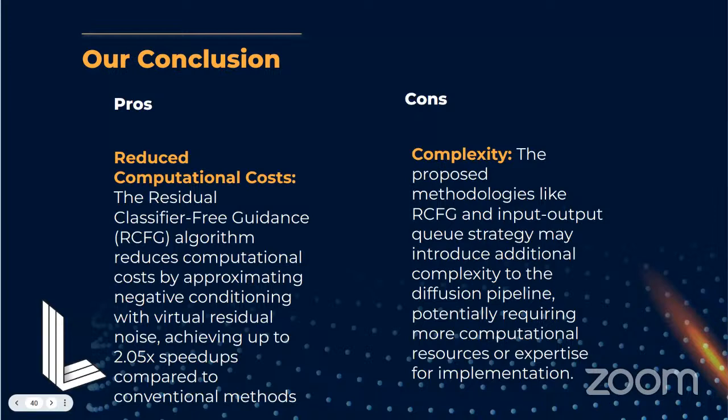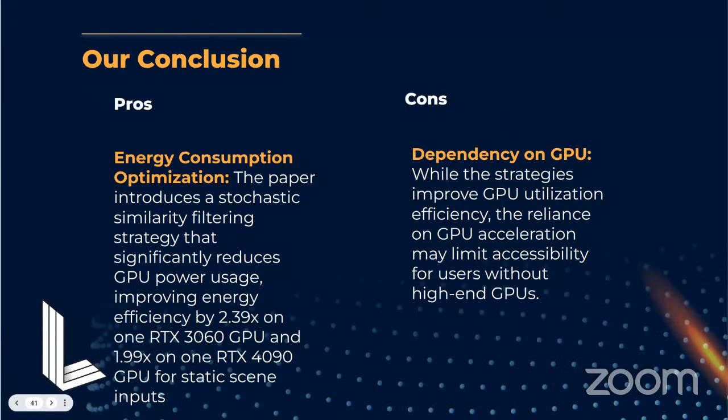Another pros we have is energy consumption optimization, whereby the paper introduces a stochastic similarity filtering strategy that significantly reduces GPU power usage. That is a plus on our end, improving energy efficiency by 2.39 times on one RTX 3060 GPU and 1.99 times on one RTX 4090 GPU for static scene inputs.